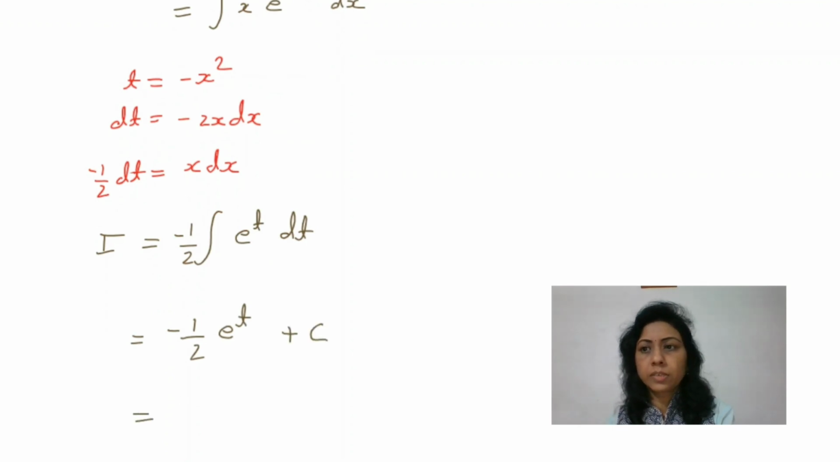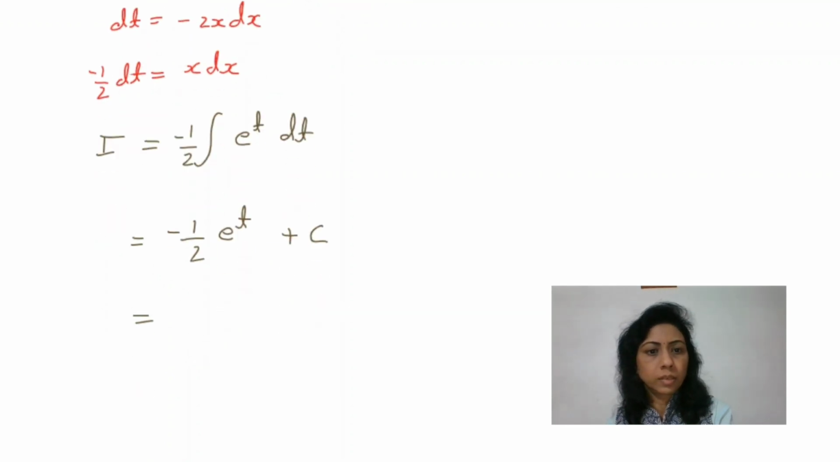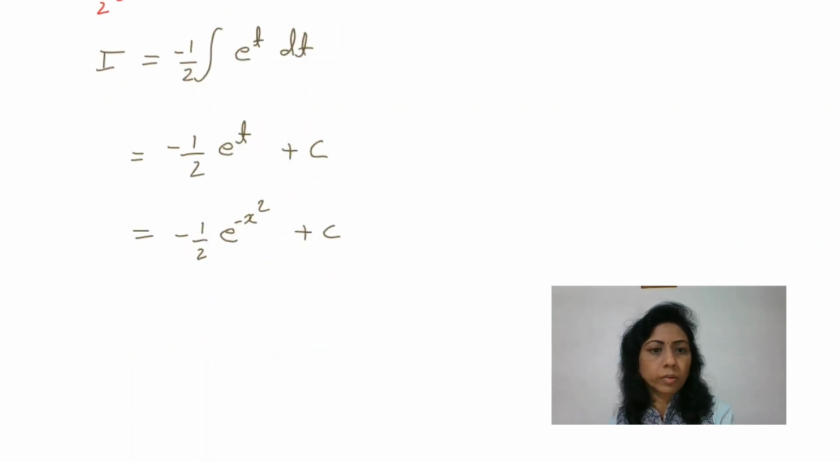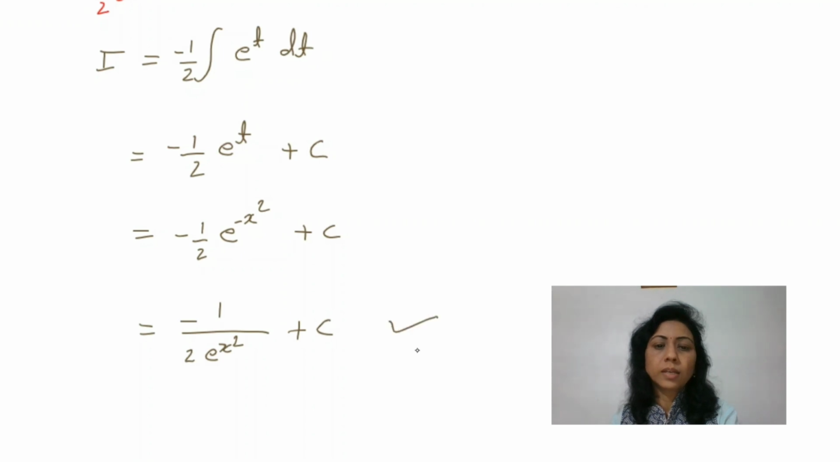C is any arbitrary constant, and now we can put the t value. So the t value is minus x square, right? So minus 1 upon 2 e to the power minus x square plus c. This is the answer, or if you want to write in positive power, we can write minus 1 upon 2 e to the power x square, written in positive power, plus c. So this is the answer.